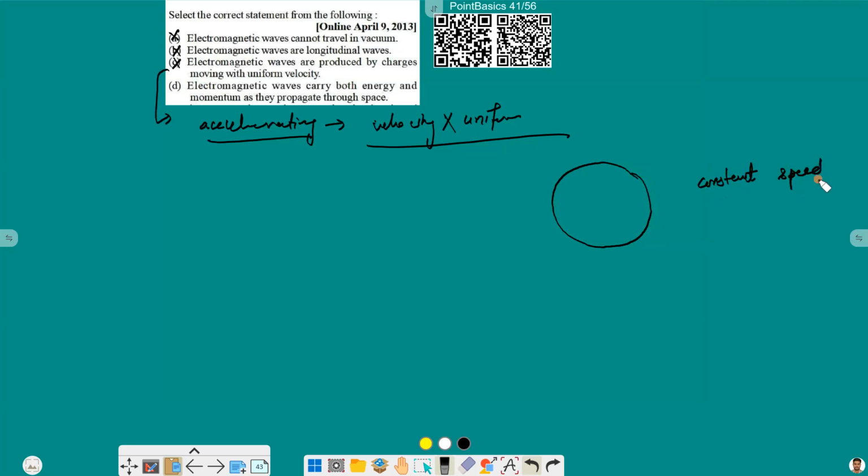Speed might be constant, but velocity needs to be changed in a circle. Even though we have constant speed, velocity can change due to change in direction. So, if we had uniform speed, then it could be right. Now, option D: an electromagnetic wave carries both energy and momentum as it propagates through space. So, yes, they carry both. So option D is right here.